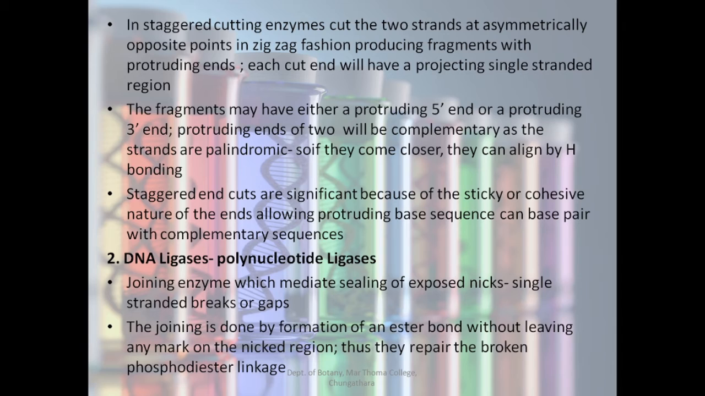The second one is staggered end cutting, where the enzymes cut the two strands at asymmetrically opposite points, that is in a zigzag fashion. This produces fragments with protruding ends. As we saw in the other picture, we can get either a 3' end overhang or a 5' end overhang. So each cut end will have a projecting single-stranded region. The fragments may have either a 5' protruding end or a 3' protruding end.